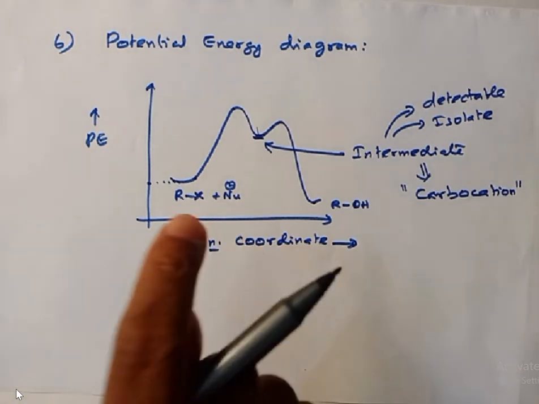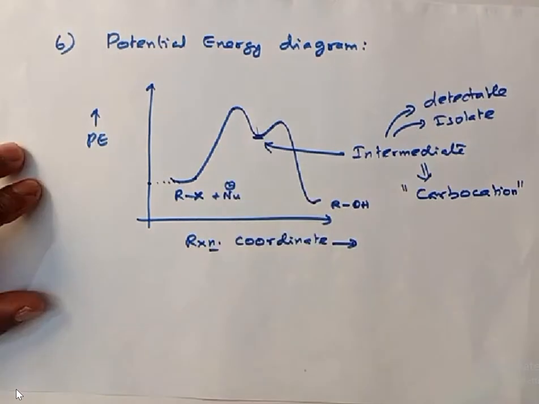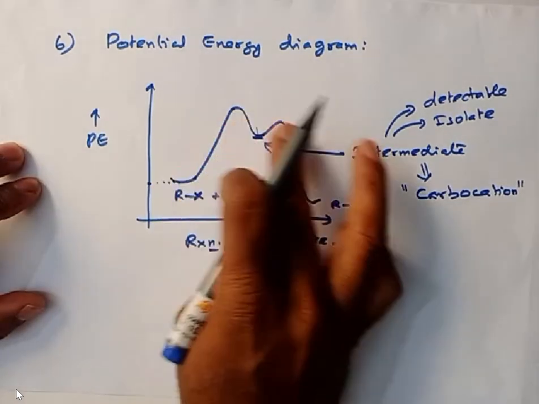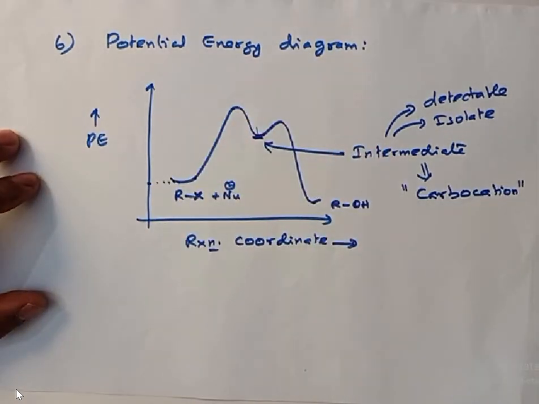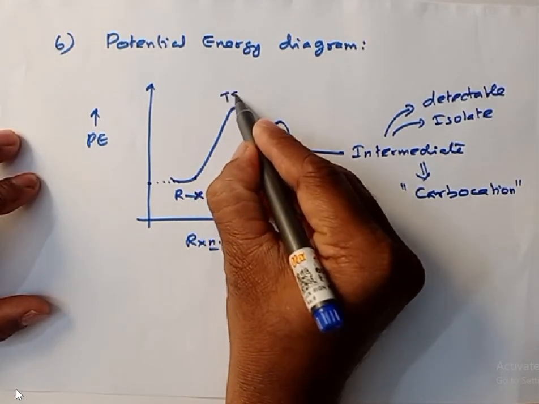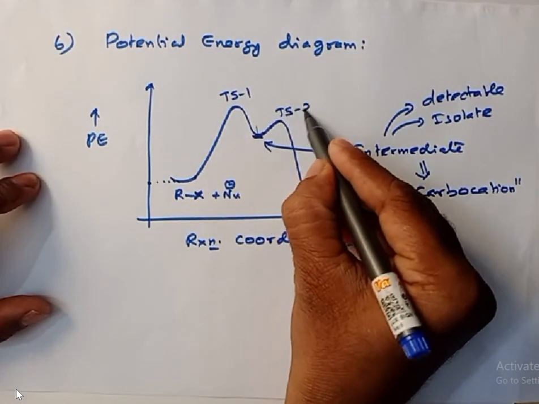So here in the SN1 reaction you are getting an intermediate. Whenever an intermediate is formed, students, you will get a shoulder type curve like this. Shoulder. And see this carefully. This peak is called transition state 1. This peak corresponds to transition state 2.